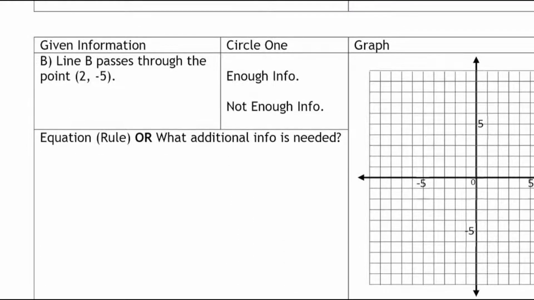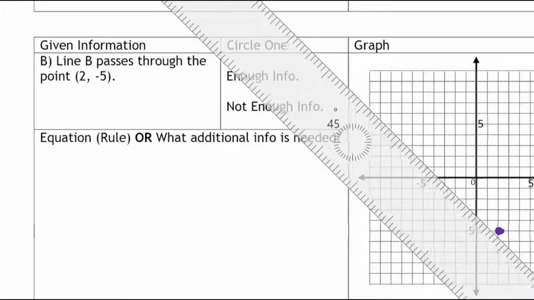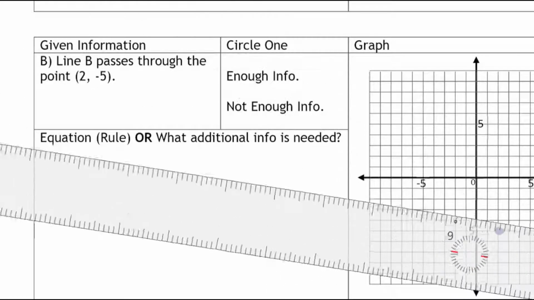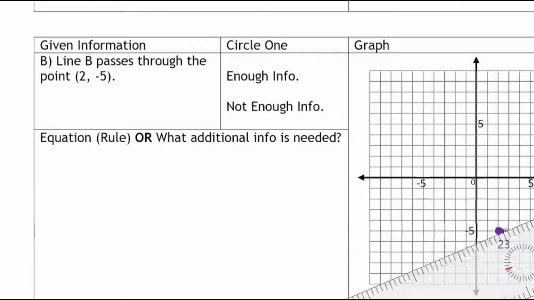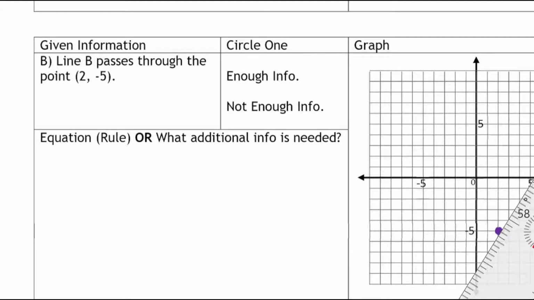It says line B passes through the point 2, 5. Okay, or I'm sorry, 2, negative 5. So I've got x is 2, y is negative 5. The problem that I'm having is if that's all I know, I've got a point, but any line that goes through that point would satisfy everything I know because I don't have any information about the growth of that line, the slope. So I would say that there is not enough info here.